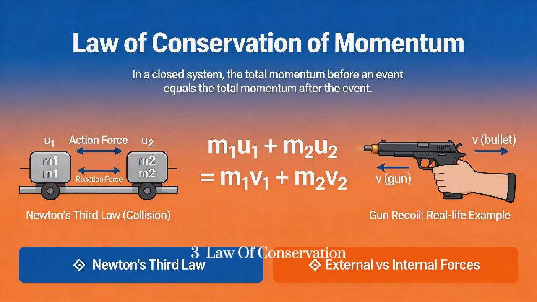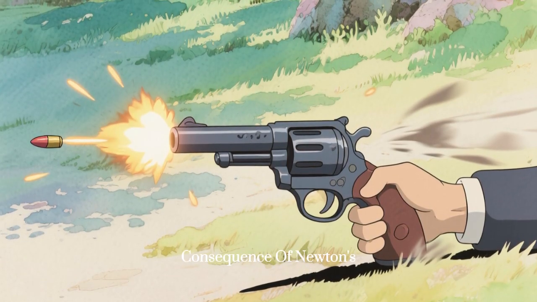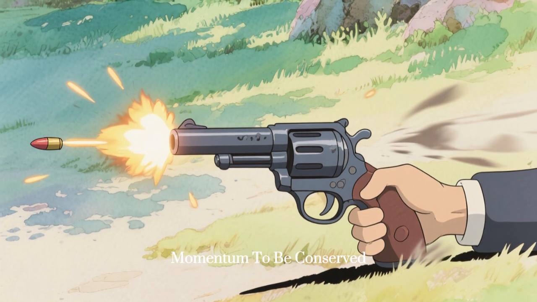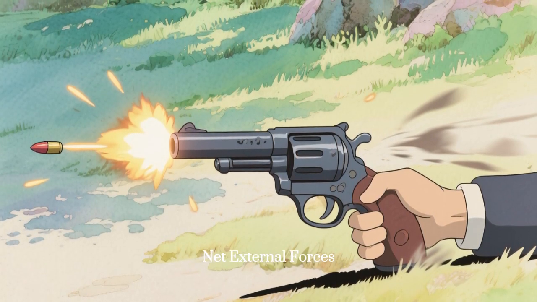3. Law of conservation of momentum. Statement: in an isolated system, the total momentum before an interaction is equal to the total momentum after the interaction. Formula for two objects colliding in one dimension: m1u1 plus m2u2 equals m1v1 plus m2v2. Key concepts: this law is a direct consequence of Newton's third law. For momentum to be conserved, the system must be free from net external forces.